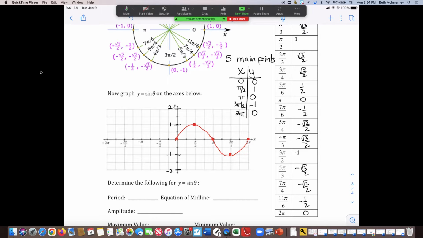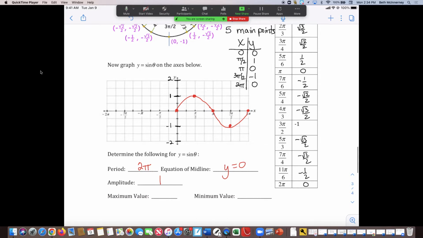So now what you can do is once you have the 5 main points, can you tell the period length is from 0 to 2 pi, so the period is 2 pi. Where's my midline? Good job. Y equals 0. What's the amplitude, the distance from the midline to a maximum? 1. The maximum is 1 and the minimum is negative 1.